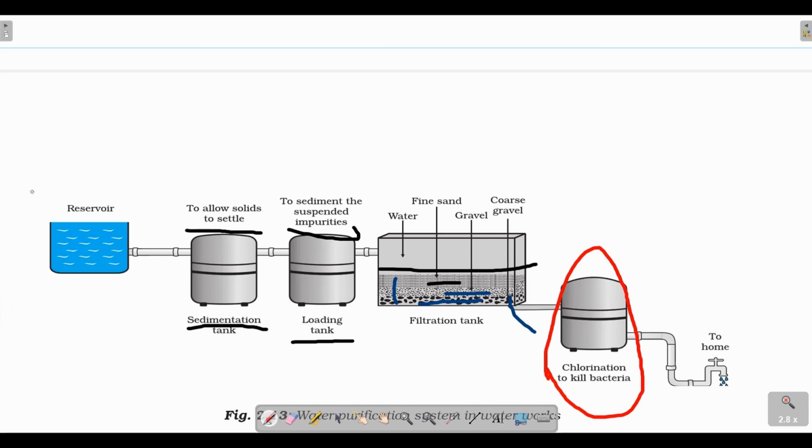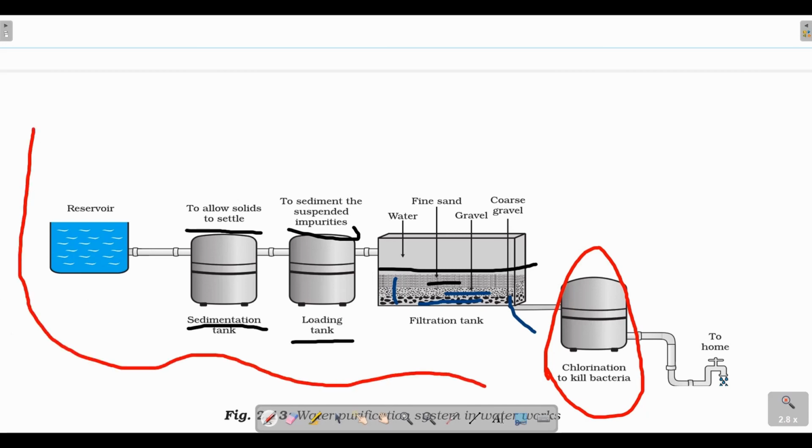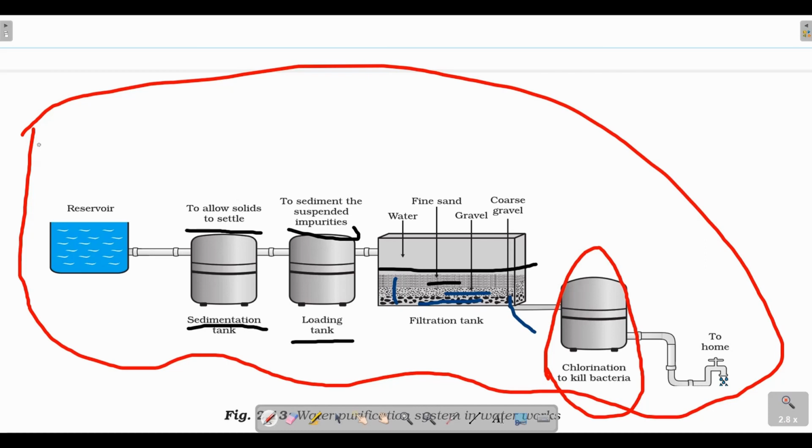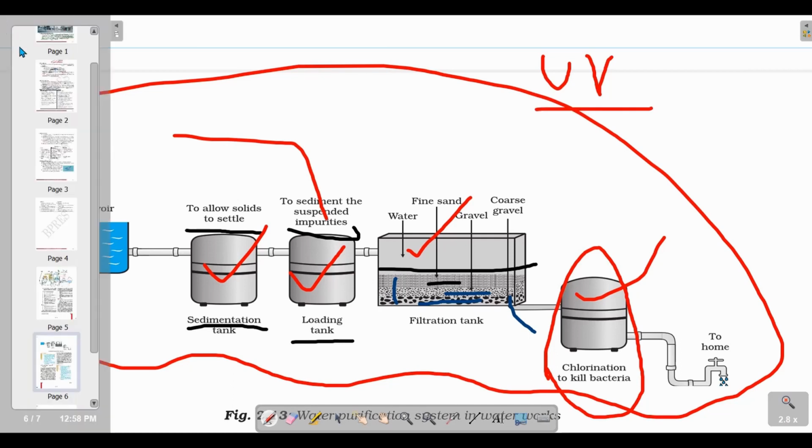So the purification of water cannot be done with a single step. It involves sedimentation, in these two steps, here as well as here. Here it is filtration, and after sedimentation and filtration comes chlorination. There are mainly four steps used. Also remember, in addition to this, nowadays in modern water purifiers we are also using UV filtration. That means this is the simple water purifier.